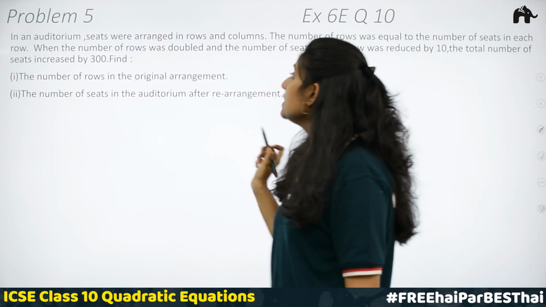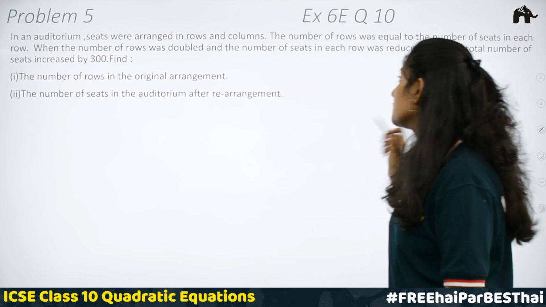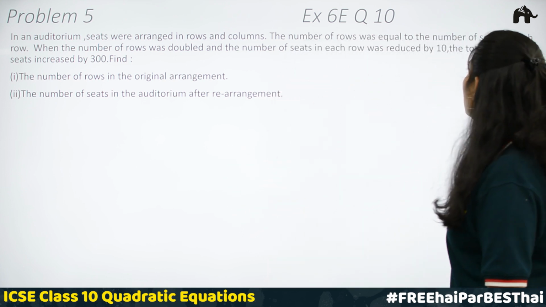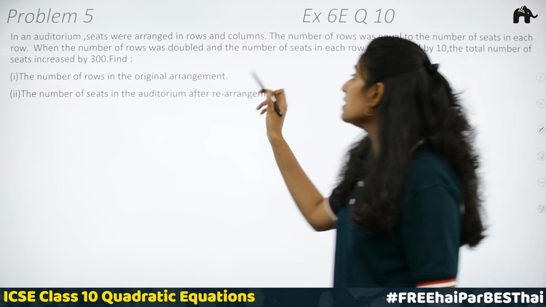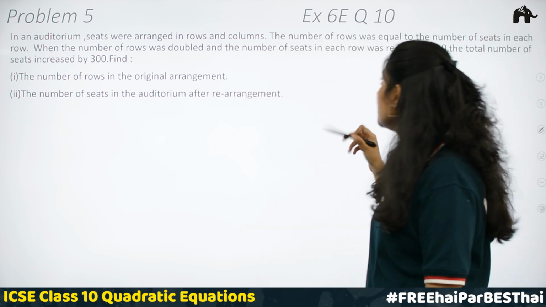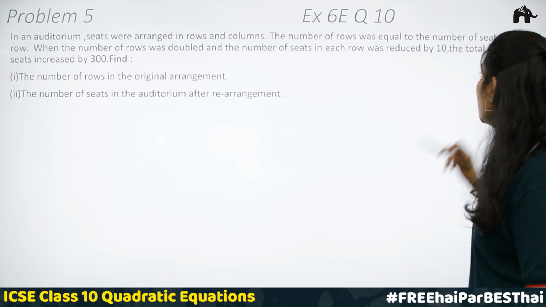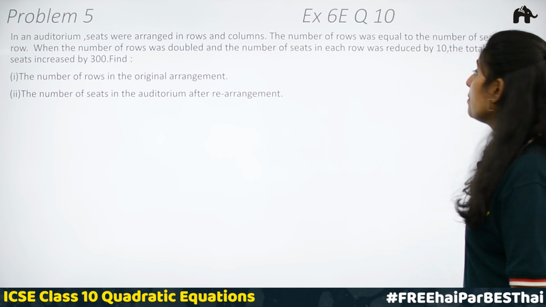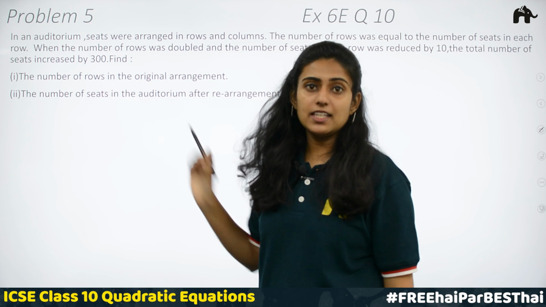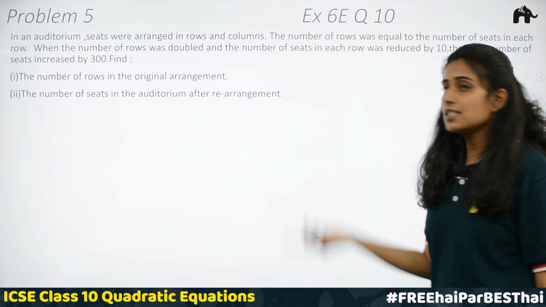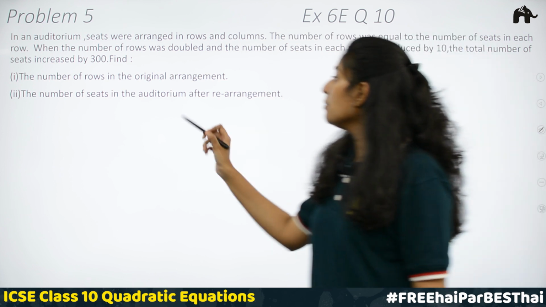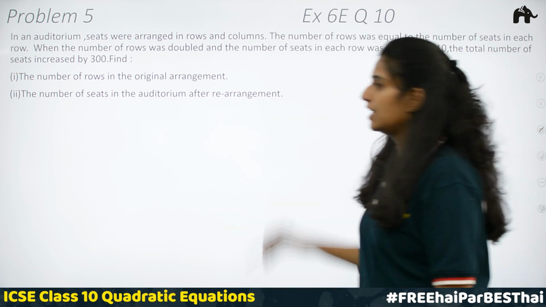Problem number 5, question 10 of exercise 6E. In an auditorium, seats were arranged in rows and columns. The number of rows was equal to the number of seats in each row. When the number of rows was doubled and the number of seats in each row was reduced by 10, then the total number of seats increased by 300. Find, first, the number of rows in the original arrangement. Second, the number of seats in the auditorium after rearrangement.